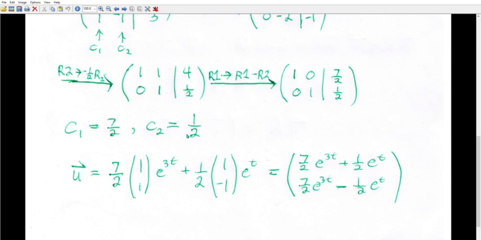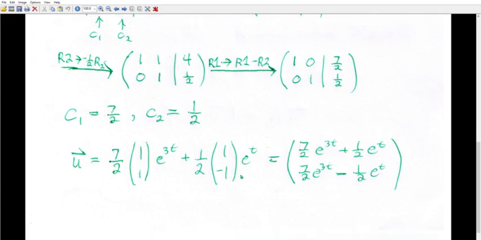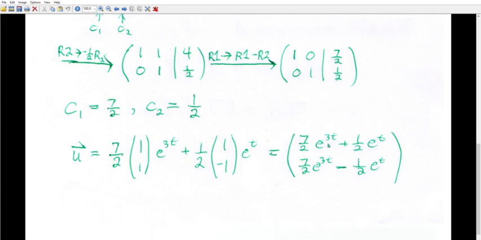And going back to our original solution, c1 is 7/2 times (1, 1) e to the 3t. c2 is 1/2 times (1, -1) e to the t. And if you want to combine those, you can get 7/2 e to the 3t plus 1/2 e to the t, and 7/2 e to the 3t minus 1/2 e to the t. That's the x solution. That is the y solution.